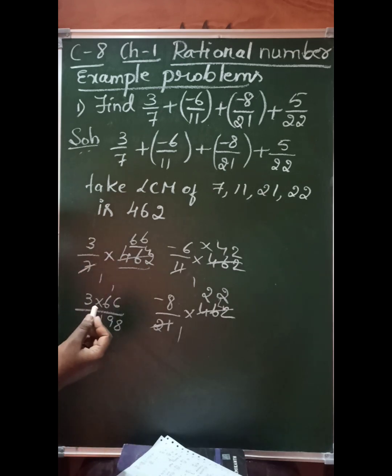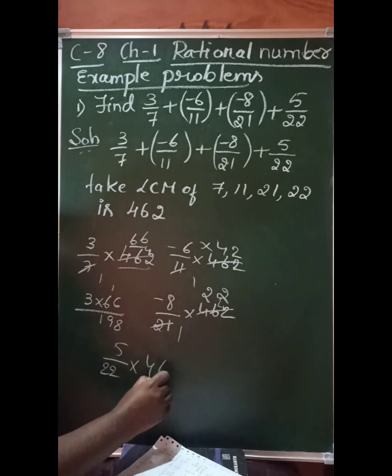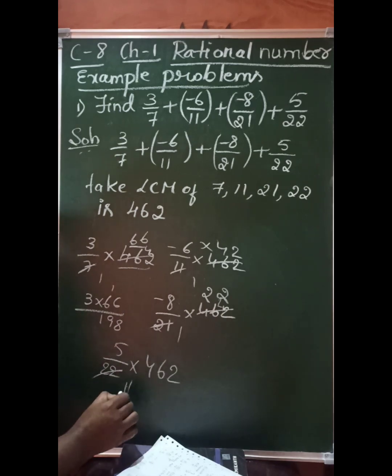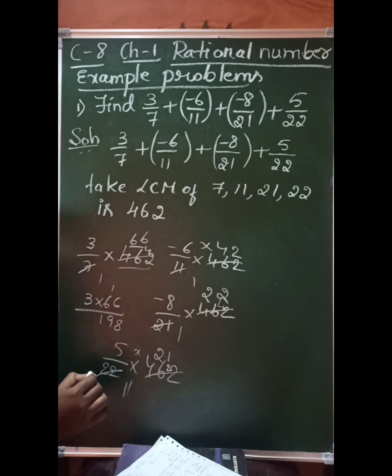The denominator, as we have taken the LCM, will be the same, 462, for all the numbers. Then consider 5 by 22 into 462. 22 twos are 44, 2 is left, 22 ones are 22, so we get 21. So 21 into 5 you have to do.